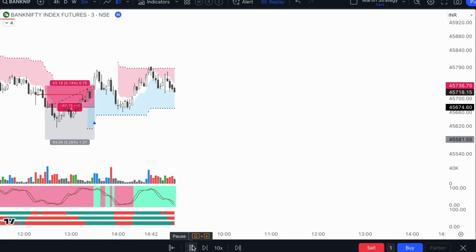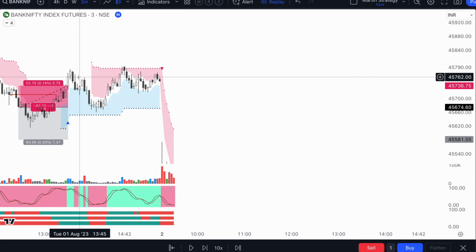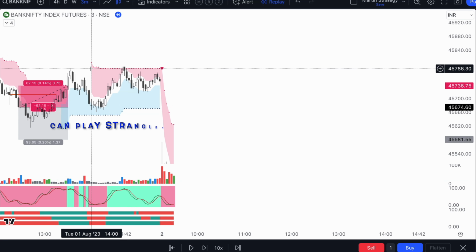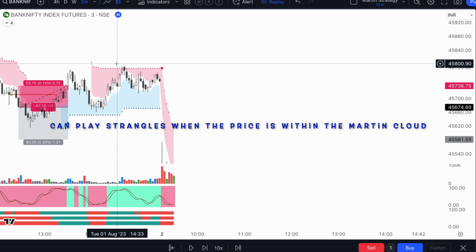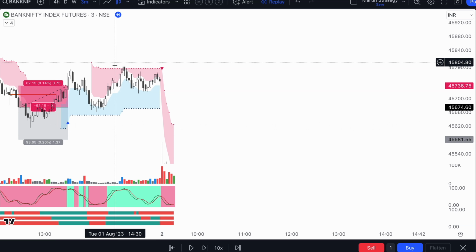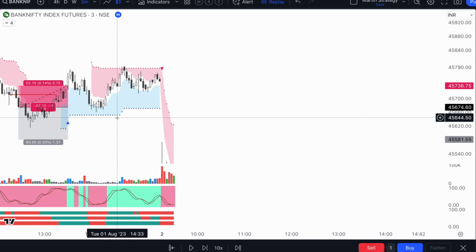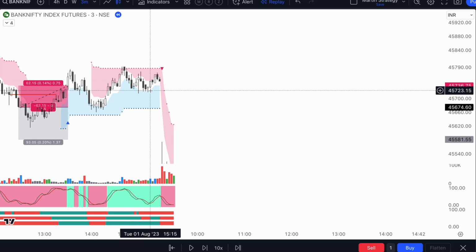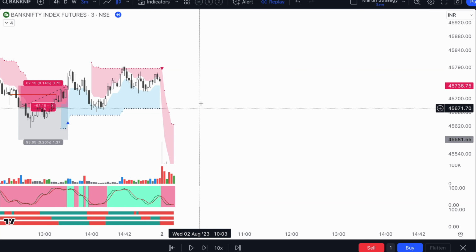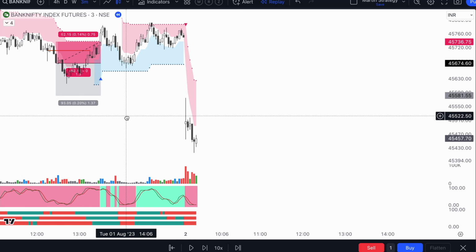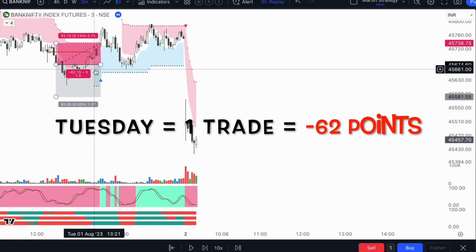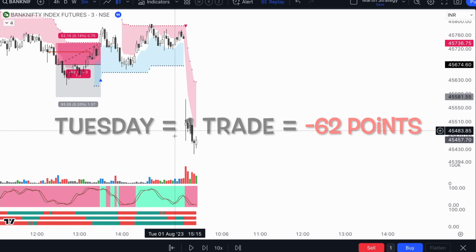Again, the price is within the cloud. As I suggested, you can trade strangles over here, like the cloud formed over here. From 2 o'clock to 3 o'clock, you could have traded a strangle, like 45,800 call short and 45,600 put short. You could have made a decent amount over here with non-directional strategies. So day 2 ended. We had one trade, and we lost around 62 points.